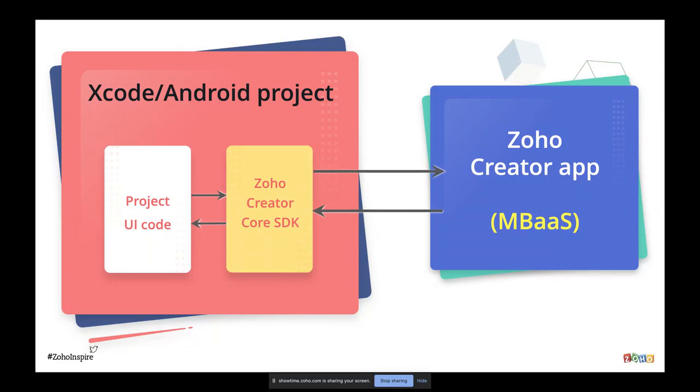So the core functionalities will be made available and the UI and UX will be taken care of by you in Swift and Java. The data will flow through the SDK, and you don't need to worry about the response of the APIs. They will be handled as language objects in the backend.